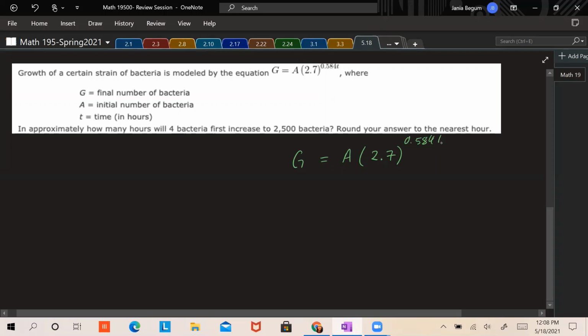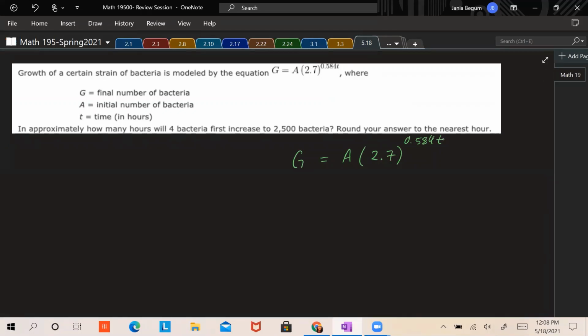So we have G is equal to A times 2.7 to the power 0.584 T. Oh, okay. So it's not such a nice number because we're not allowed to use a calculator. But for this one, you might want to use a calculator since we have decimals and it's not so pretty. So it's okay if you use a calculator for this question. But on the test, of course, the numbers are simpler so that you can do it mentally. You don't need to use a calculator.